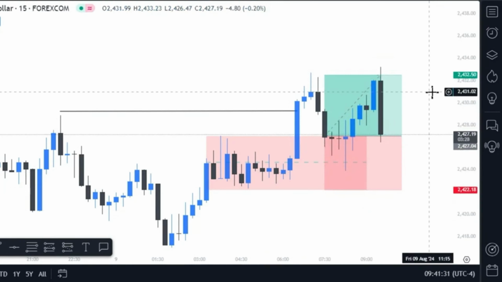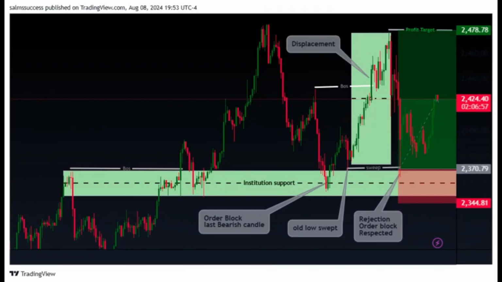To wrap up, remember that identifying order blocks can significantly enhance your trading strategy. Focus on high probability order blocks located in key market areas with clear institutional activity. Avoid low probability ones that lack significant support. Practice analyzing charts and spotting these zones to refine your skills.